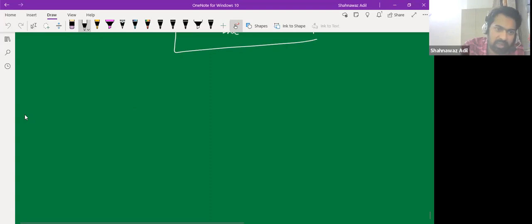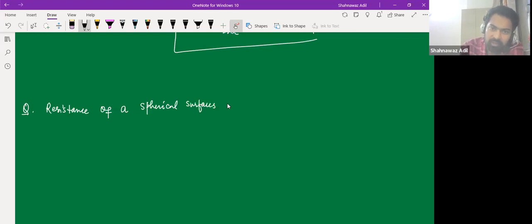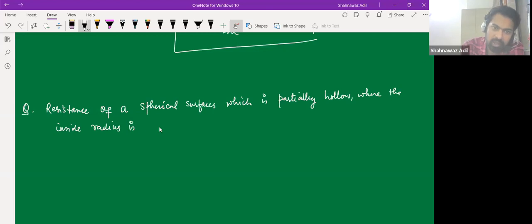So now we want to calculate the resistance of our spherical surfaces, which is partially hollow, where the inside radius is A and the outer radius is B.